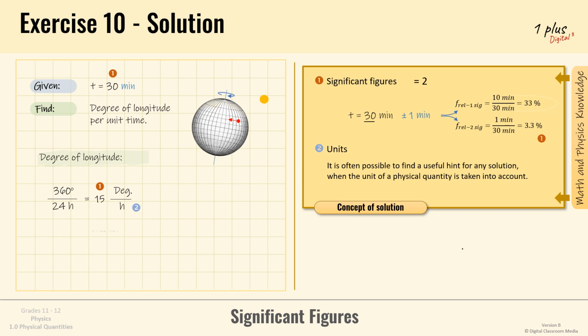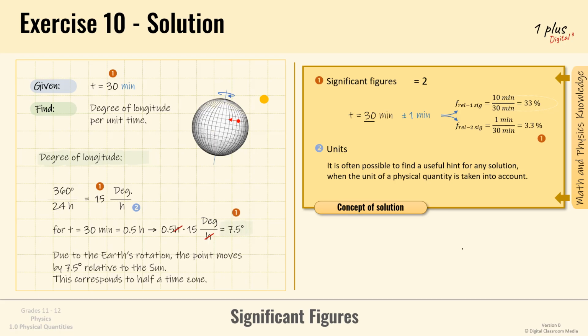Step 2. Now we look at the time. 30 minutes is half an hour, so 0.5 hours. Step 3. Now we calculate the rotation. We multiply 0.5 hours by 15 degrees per hour. The hours cancel out. The result is 7.5 degrees. Result: a point on the Earth's surface moves by 7.5 degrees of longitude relative to the Sun in 30 minutes.